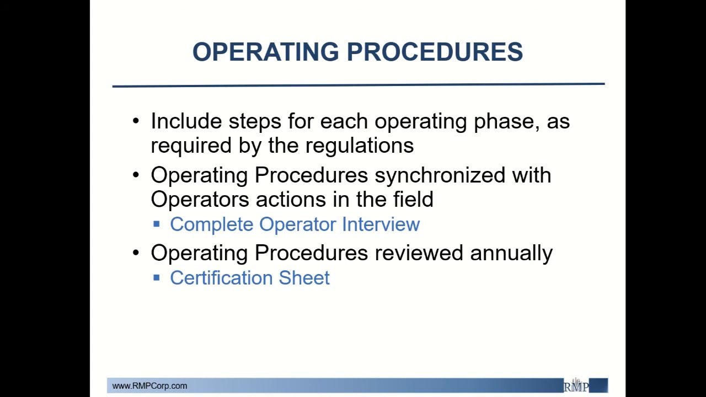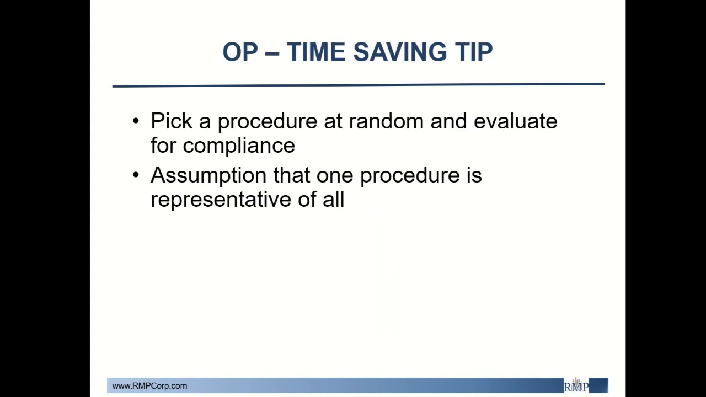You also want to make sure that the operating procedures are reviewed annually and have a certification sheet that was signed by the operator, by the owner, whoever reviewed them. So some operating procedures time-saving tips. Again, as I said, you want to make sure that you pick a procedure at random and evaluate it for compliance, and that's typically done during the walkdown. You also assume that if the procedure is accurate, it's representative of all the rest of the procedures included as part of their program.